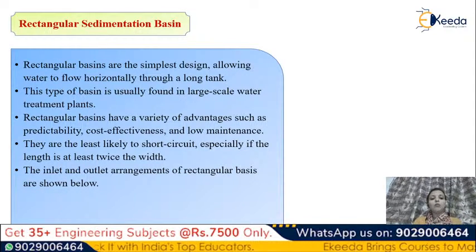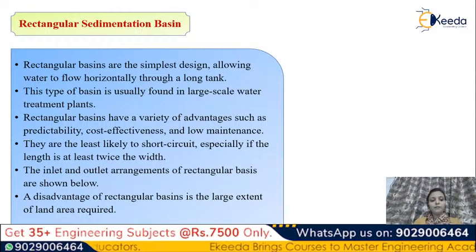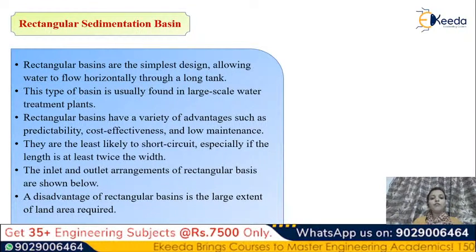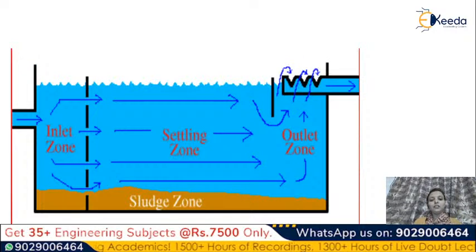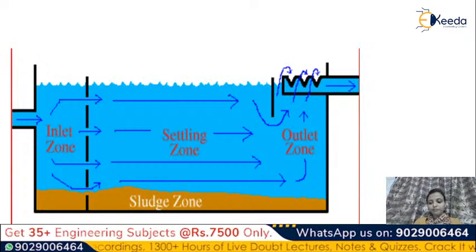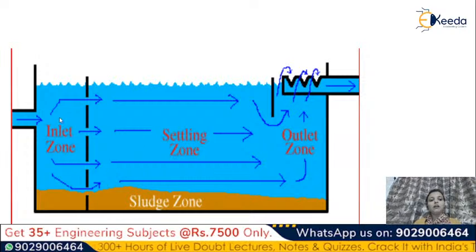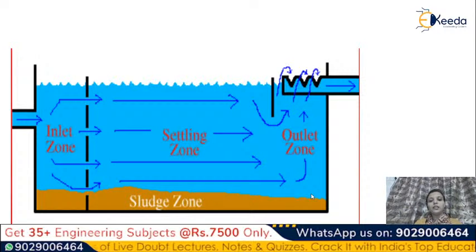The inlet and outlet arrangement of rectangular basins is shown in the next slide. A disadvantage of the rectangular basin is that a large extent of land area is required. That is the only disadvantage, in considering the cost. Otherwise, these rectangular sedimentation basins are a more effective, cost effective technique. So this is the typical diagram of a rectangular sedimentation tank with horizontal flow.